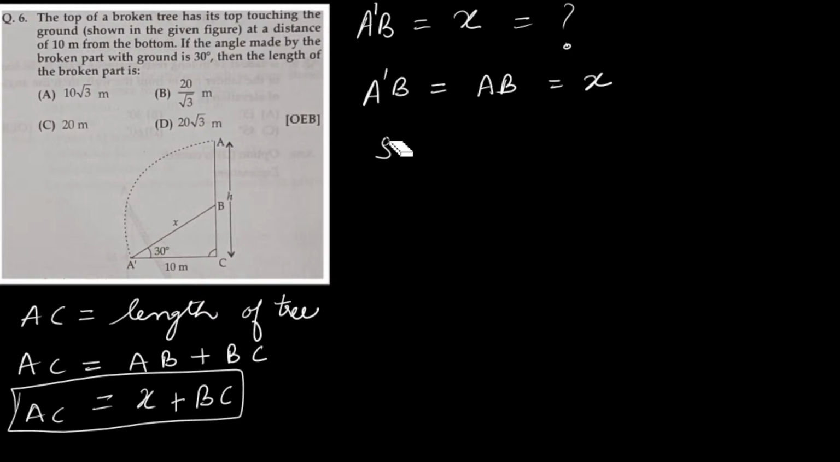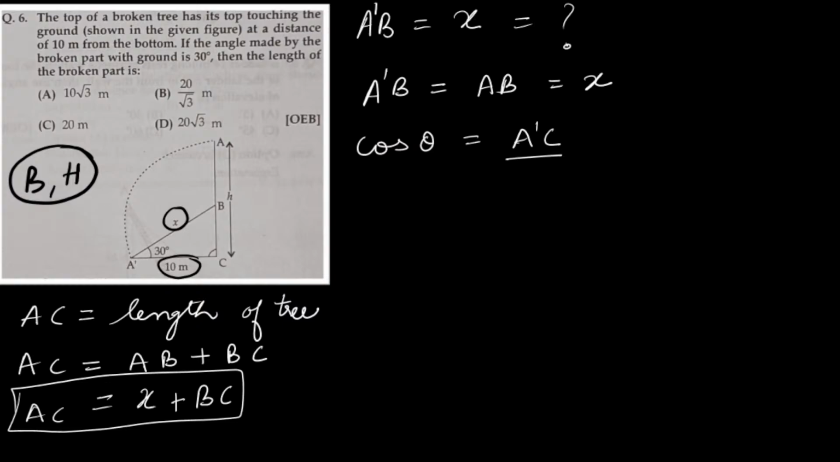Which trigonometric ratio do we have to use now? Cos theta. Because we know the value of AC. Now base and hypotenuse are involved, so we have to use cos theta. Cos theta is equal to A dash C, which is the adjacent side or base with respect to the angle, and the hypotenuse is A dash B.